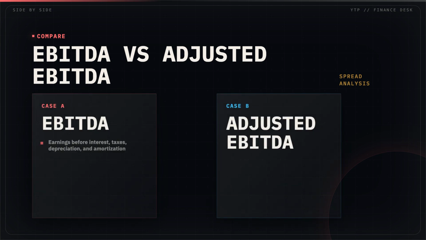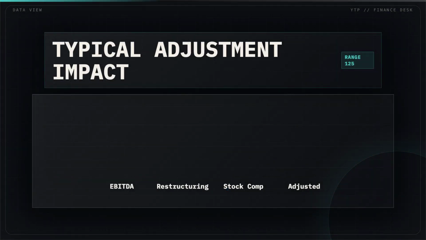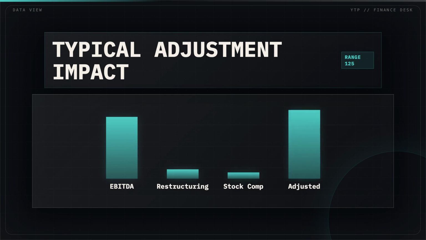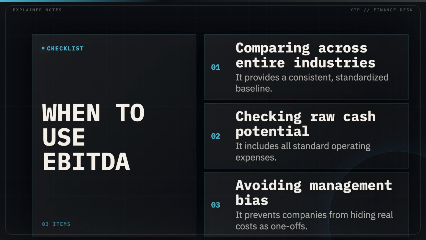Understanding the difference between standard EBITDA and its adjusted version is key to seeing the true financial health of a company. Companies often add back costs like restructuring or stock-based compensation to show what they believe is their core earning power. Use standard EBITDA when you want a conservative, unbiased look at how the business performs without management's personal spin.